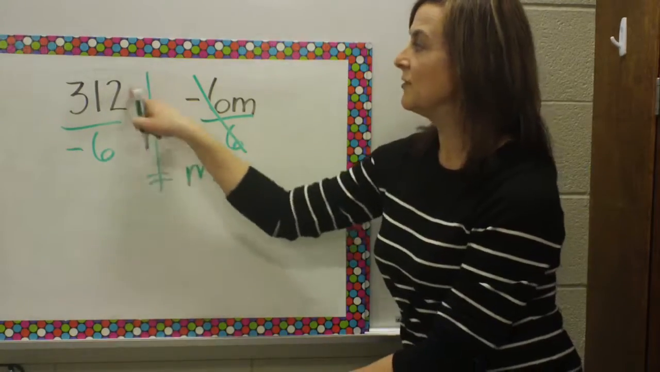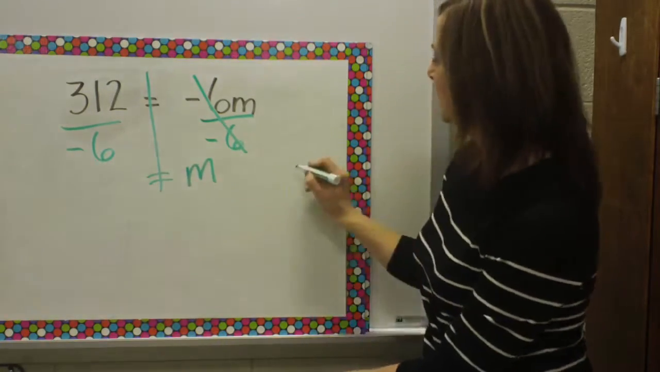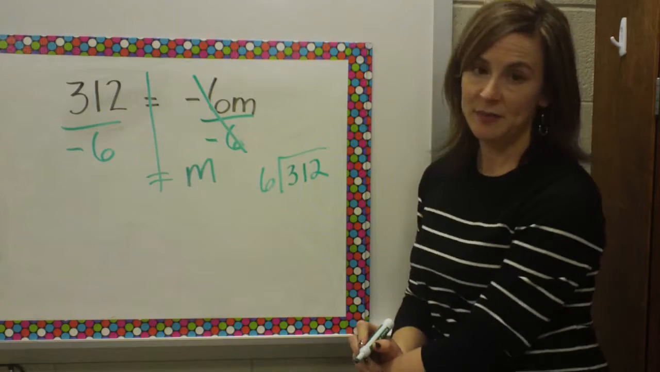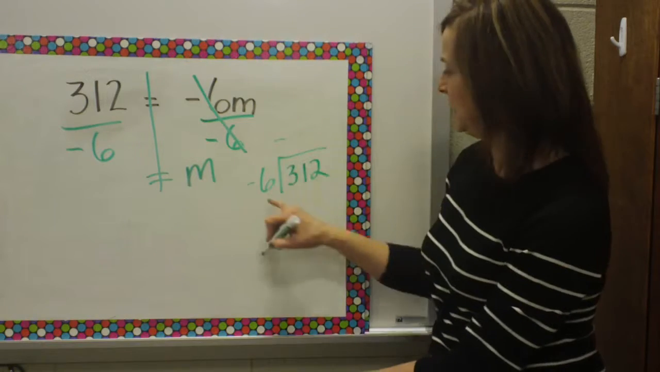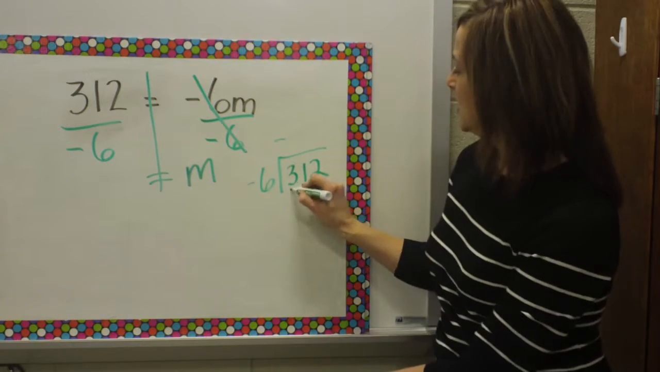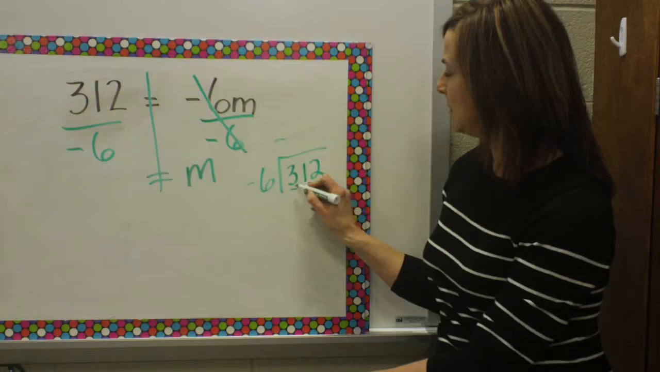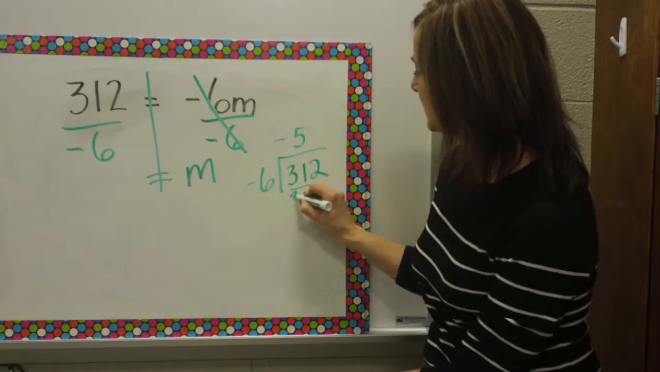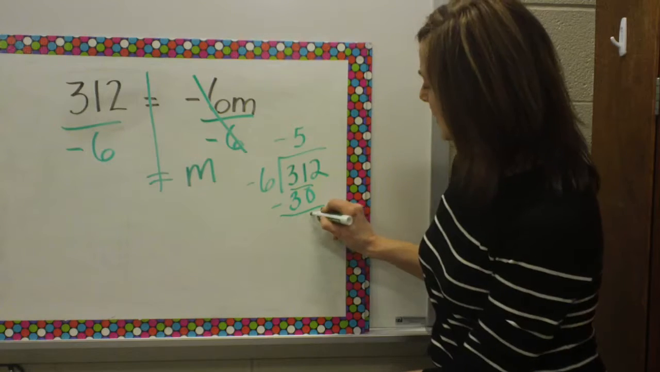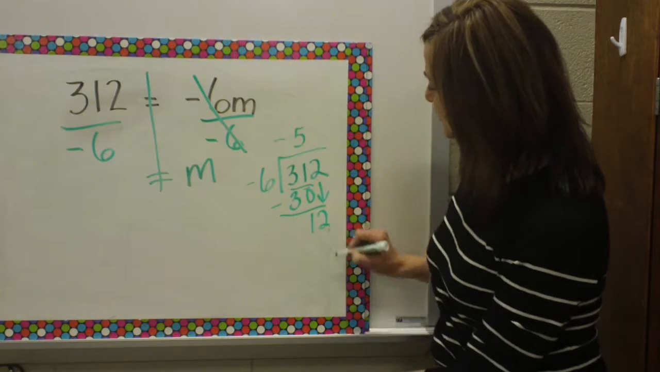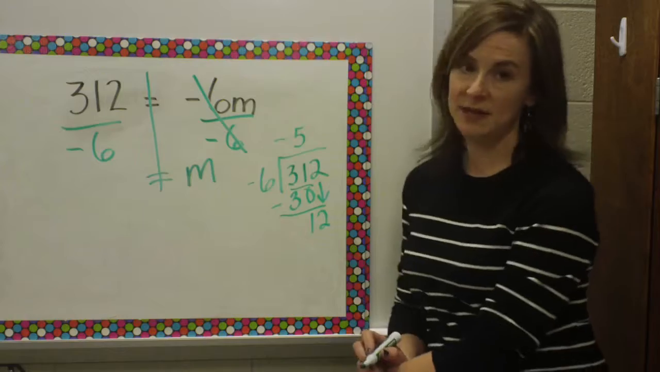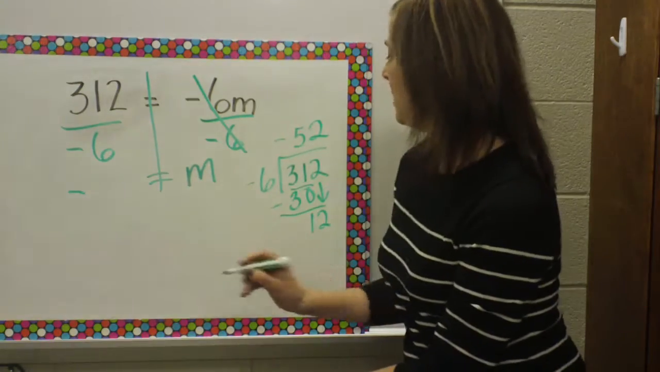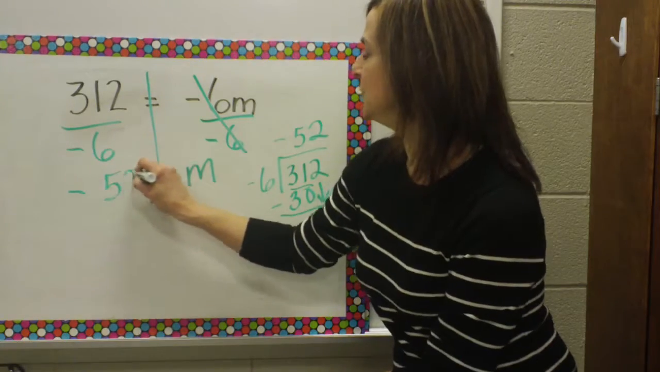Now I just need to solve 312 divided by negative 6. So 312 divided by 6, I know my answer is going to be negative because of different signs. I'm going to start here. How many 6s can I get out of 31? I get 5 because 5 times 6 is 30. I'm left with 1, bring down my 2. 12 divided by 6 is 2. So I believe that m equals negative 52.